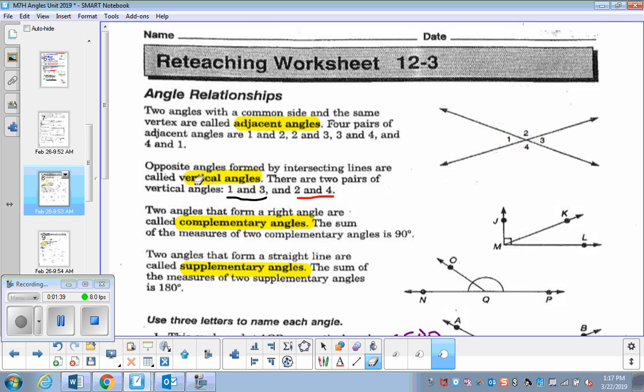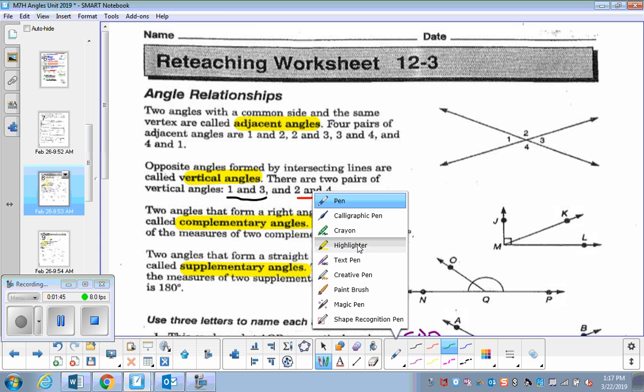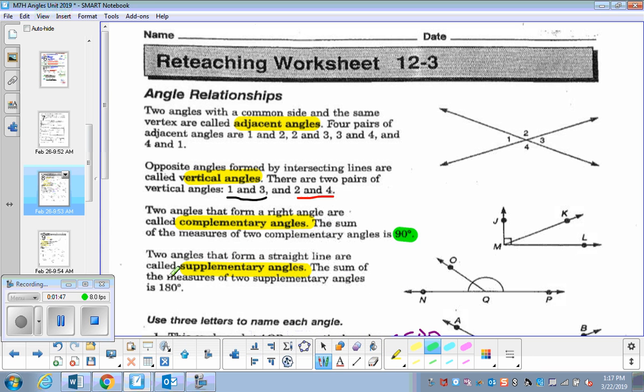Okay? Now complementary, again, it's the right thing to complement someone, so they add up to 90. And let me just highlight that real quick. So we got 90, and supplementary add up to 180. So over here, angle JMK is complementary to KML. And what that means, folks, is if I suggest that angle KML is 30 degrees, that means this complement is 60 degrees.